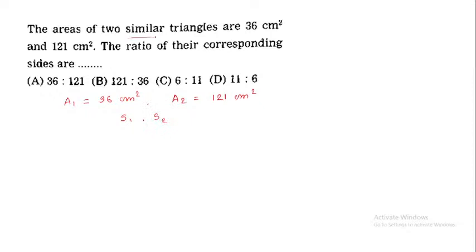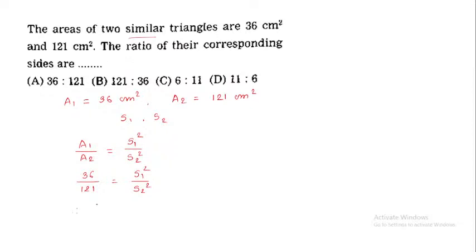As these two triangles are similar, if we take the ratio of areas of these two triangles, that is A1 divided by A2, that must be equal to S1 square divided by S2 square, because if two triangles are similar, then the ratio of their areas must be equal to the ratio of squares of their corresponding sides. So A1 is 36, that's given, and A2 is 121, that is equal to S1 square divided by S2 square. Now we have to find the ratio of their corresponding sides and not square, so we should take square roots on both the sides.